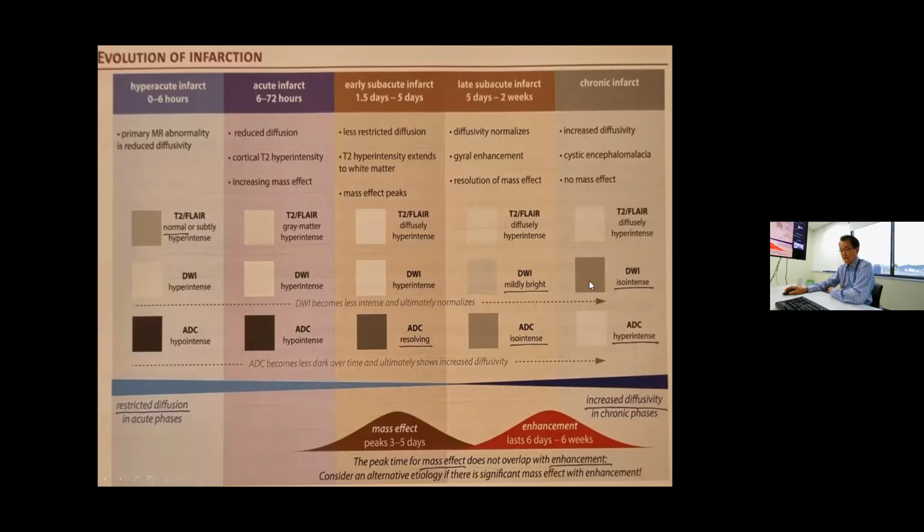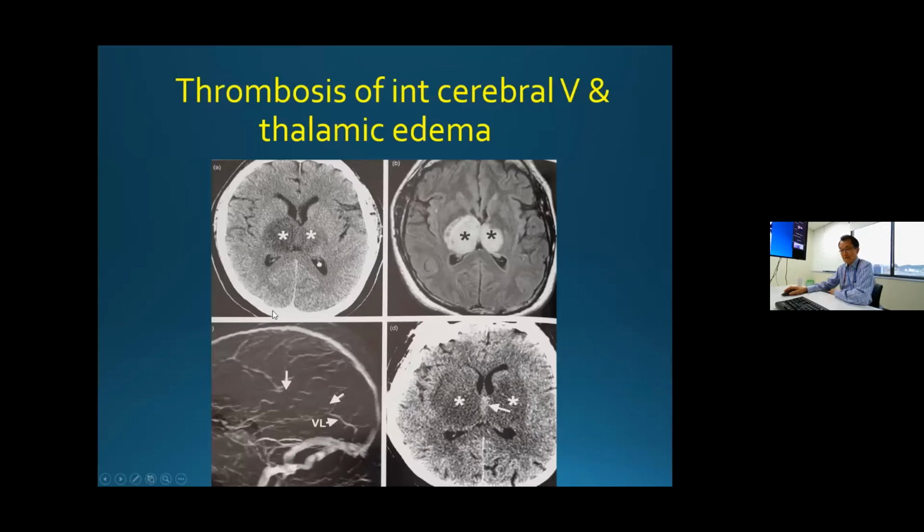But later it's opposite. Over some point, it looks a similar signal intensity. So it depends on the stage. Okay, so this is the thalamus, the lateral ventricle here. This is a normal shape, okay? And midline is right here.